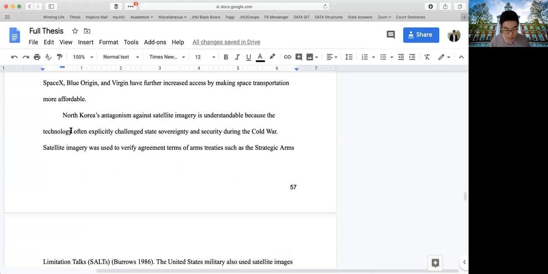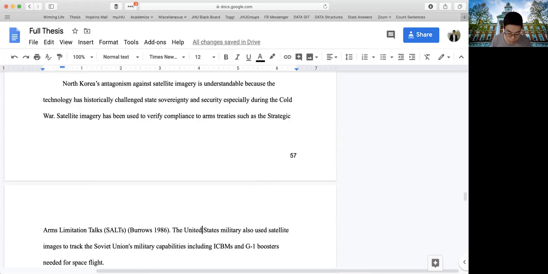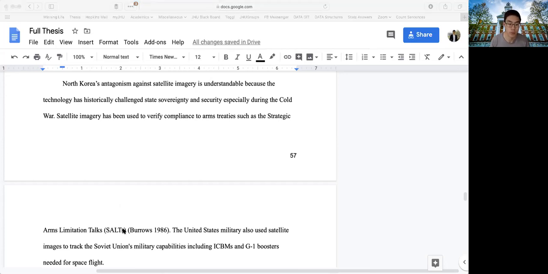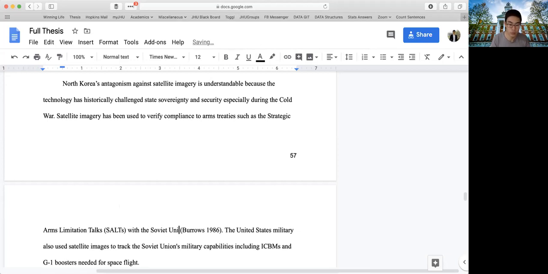North Korea's antagonism against satellite imagery is understandable because the technology has historically challenged state sovereignty and security, especially during the Cold War. Satellite imagery has been used to verify compliance to arms treaties such as the Strategic Arms Limitations Talks with the Soviet Union. Just in case you didn't know who it was with, the Soviet Union.